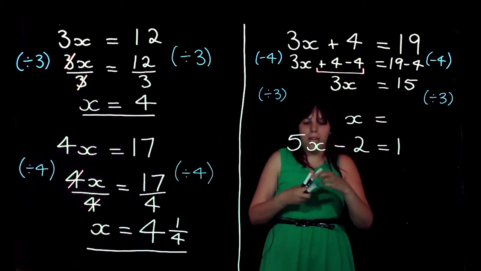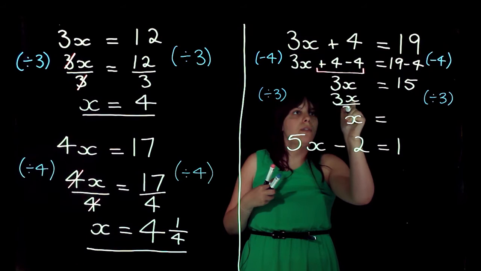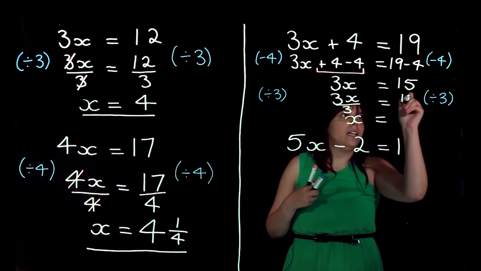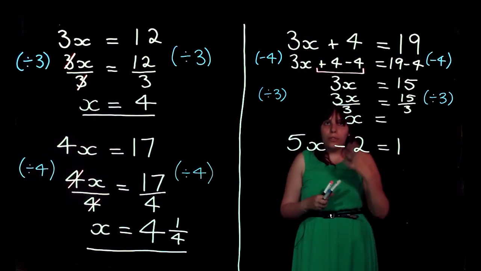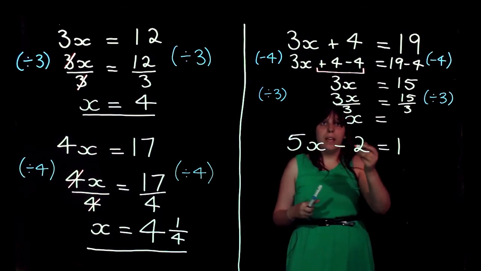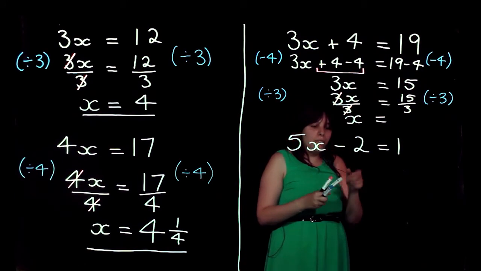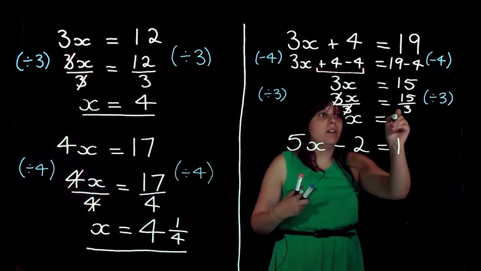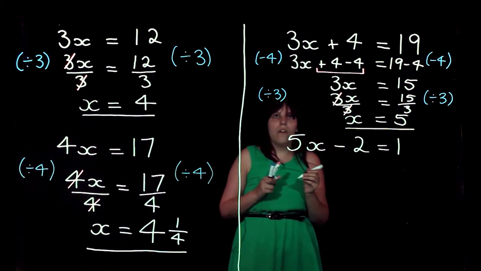And that's going to give me 3x divided by 3 equals 15 divided by 3. So we know that 3 lots of x divided by 3 is going to cancel out just to give me 1x. And 15 divided by 3 is going to be 5. So my solution is x equals 5.